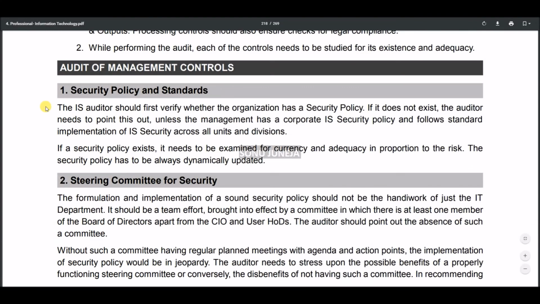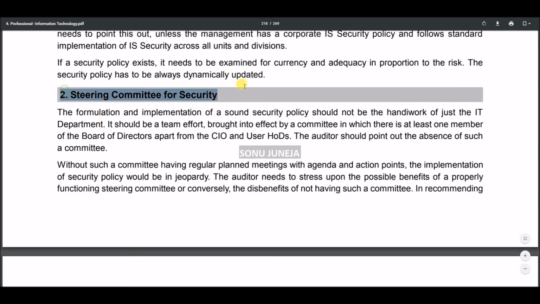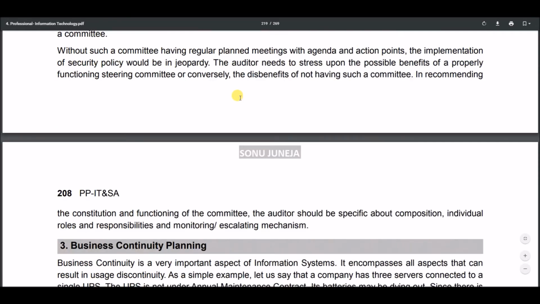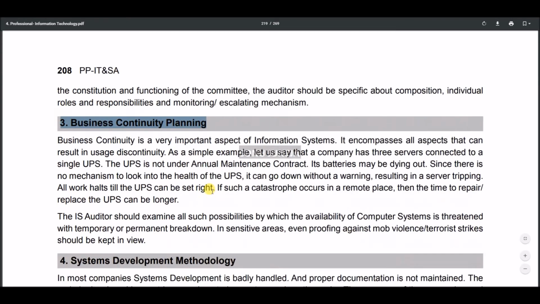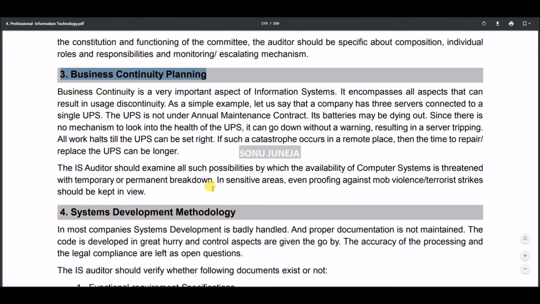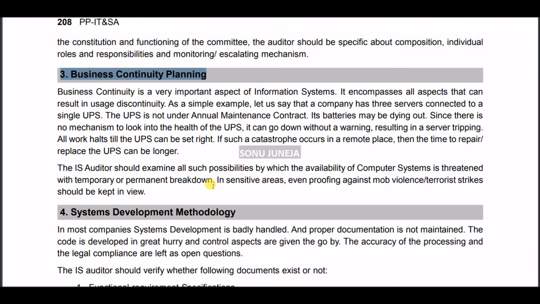So in management controls, you have to construct security policy standards in the company. There should be a steering committee that will look into the IS monitoring and functioning. With respect to business continuity planning, you need to have proper updates with respect to any kind of hardware changes or any kind of repair and maintenance. It has to be contracted.